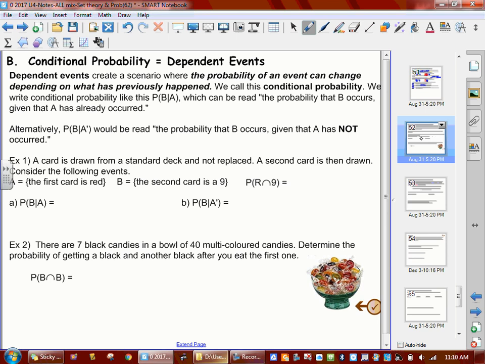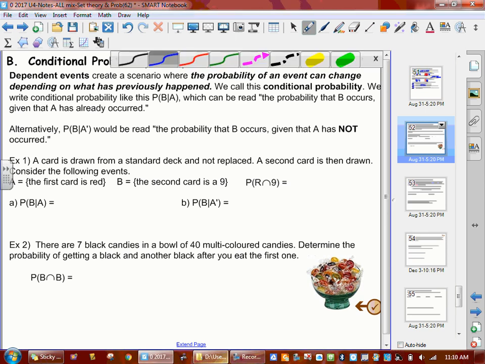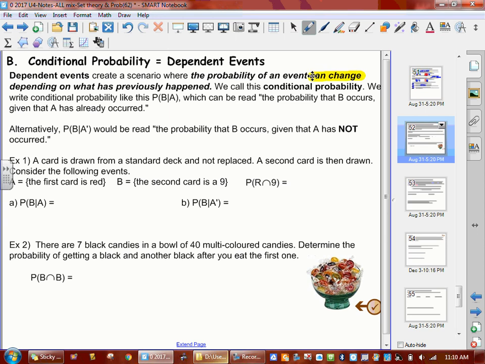So first of all, it tells us dependent events create a scenario where the probability of an event can change depending on what's previously happened. Okay, and that is your conditional probability. And again, that means that something has changed the total amount, because you will always get a conditional probability when the total amounts are changed.